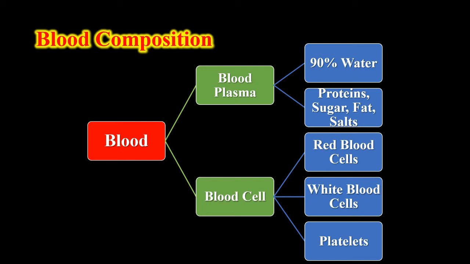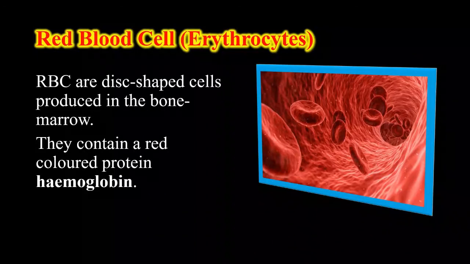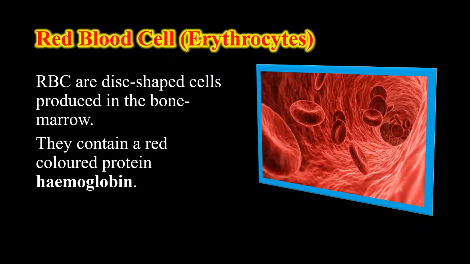There are three different types of blood cells present in blood. First is red blood cells, second is white blood cells and third is platelets. In the next segment of this video, we shall discuss red blood cells, white blood cells and platelets in detail. First of all, let us understand about red blood cells.